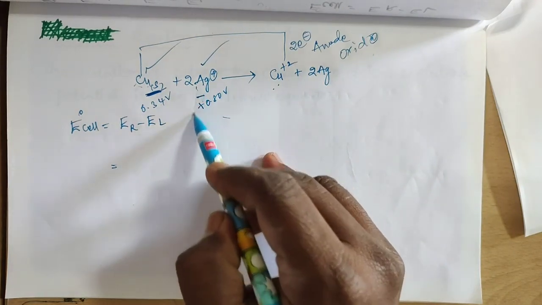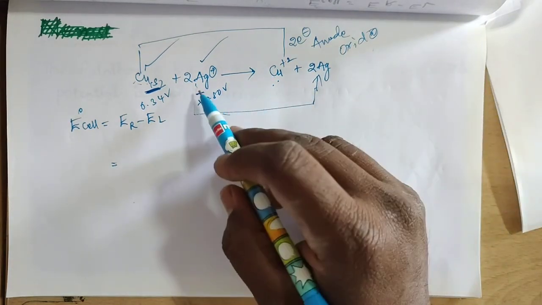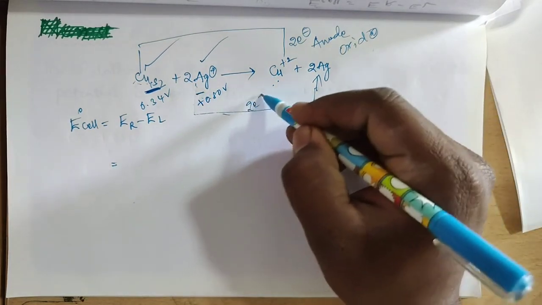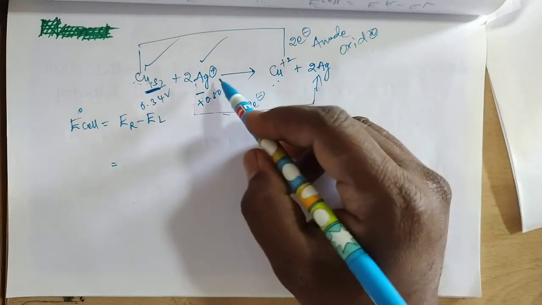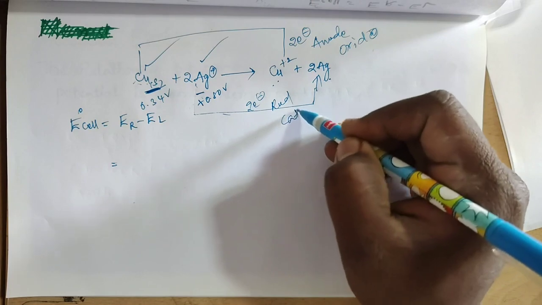Ag plus is converted to Ag. What happened in this? Electrons are gained by the Ag. 2 electrons are gained by the Ag, and we get Ag. Ag plus is converted to Ag. So this is a reduction that takes place. So reduction takes place. This is the cathode.